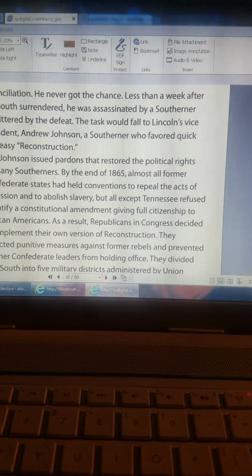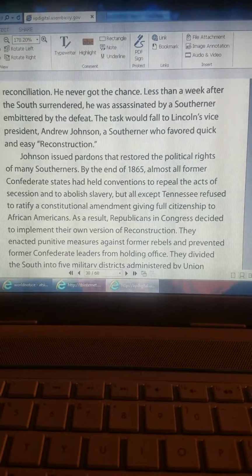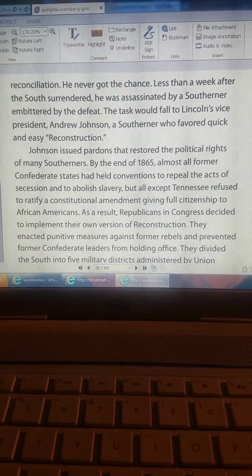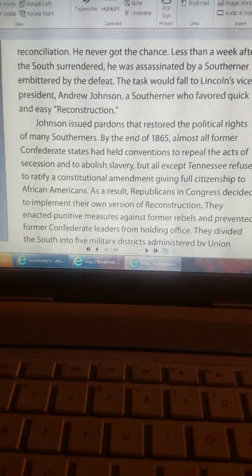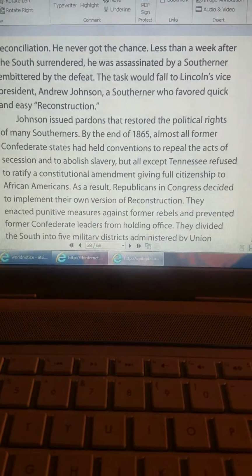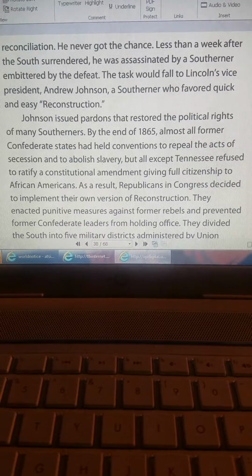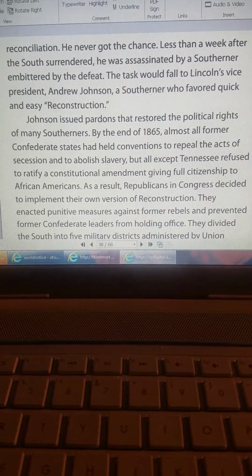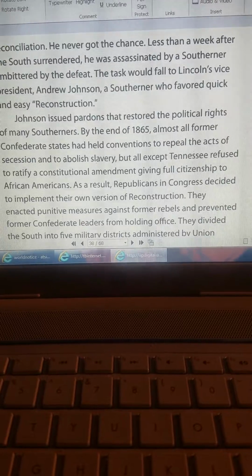He never got the chance. Less than a week after the South surrendered, he was assassinated by a Southerner embittered by the defeat. The task would fall to Lincoln's vice president, Andrew Johnson, a Southerner who favored quick and easy Reconstruction. Johnson issued pardons that restored the political rights of many Southerners. By the end of 1865, almost all former Confederate states had held conventions to repeal the acts of secession and to abolish slavery, but all except Tennessee refused to ratify a constitutional amendment giving full citizenship to African Americans.